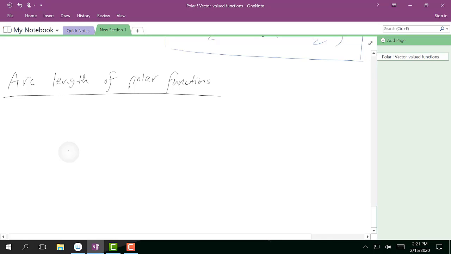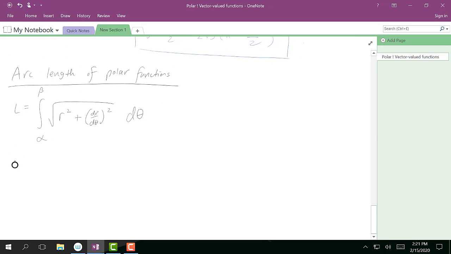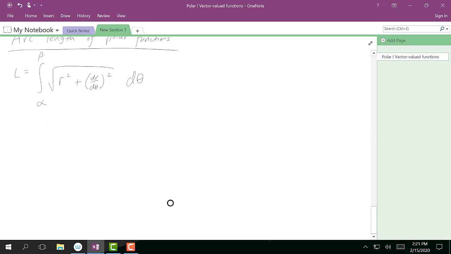And so the equation we're going to use, typically we need to know arc length with L. And so L is going to be the integral from alpha to beta, these are my bounds in terms of the angles theta, of square root of r squared plus dr d theta squared, d theta. Alright, so this is the equation we're going to use. Okay, so let's look at an example first.